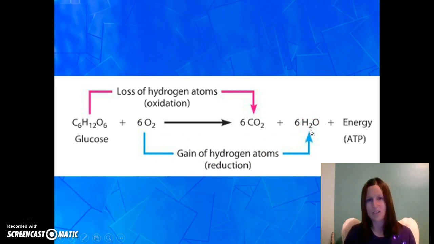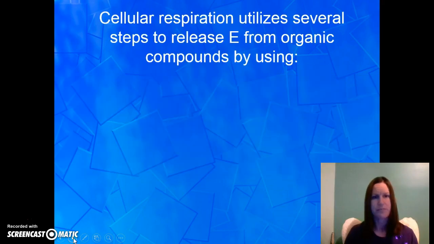So what do you need to know? You need to know, LEO says GER, that when a molecule loses electrons, it is oxidized. When a molecule gains electrons, it has been reduced. And that means gain and loss of energy as well. And we can also look at the movement of hydrogen. But I want you to understand that is where this energy is coming from. It is by the arrangement of those atoms.